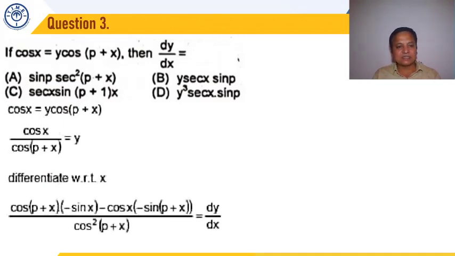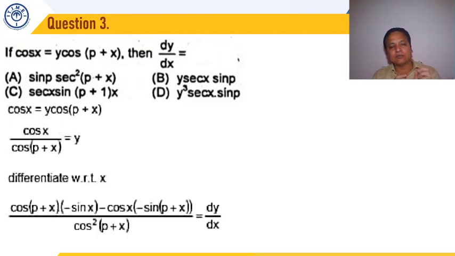Differentiating with respect to x. The quotient rule says denominator multiplied by differentiation of numerator minus numerator multiplied by differentiation of denominator, upon denominator square. So the denominator is cos p plus x. So this gives cos p plus x into differentiation of cos x, which is minus sin x, minus numerator, which is cos x, into differentiation of denominator, which is minus sin p plus x, upon denominator whole square.